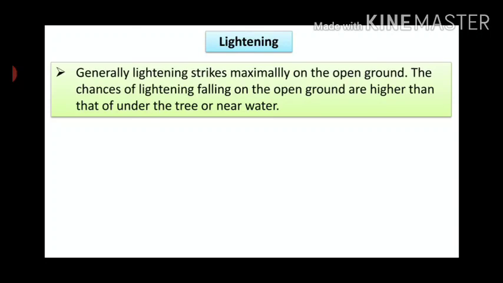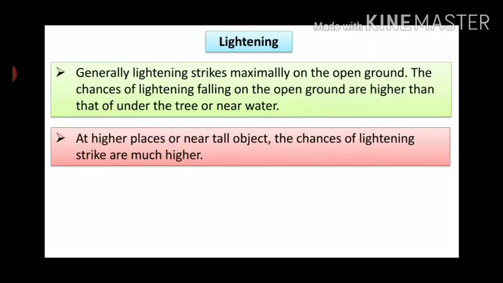Generally, lightning strikes maximally on the open ground, where it is an open place. The chances of lightning falling on the open ground are higher than that of under the tree or near water. The chances are more where it is open ground. At a higher place or near a tall object, the chances of lightning strikes are much higher.